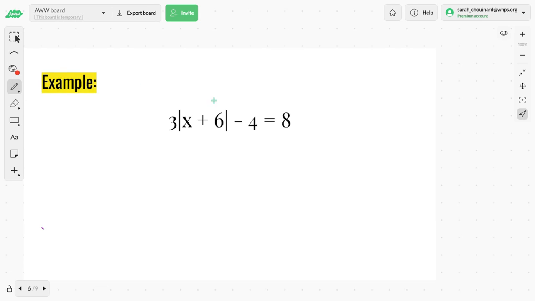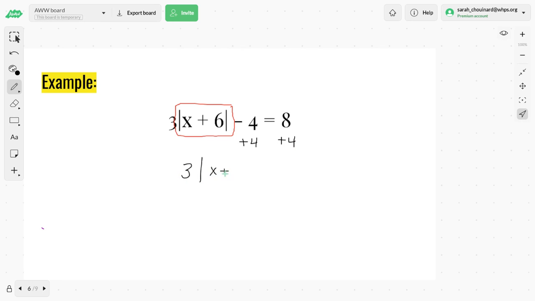For this next one, the absolute value is not isolated. It is not by itself. So I need to get rid of this -4, and I need to get rid of this times 3. We never distribute with absolute value. Think of this as a wall blocking the 3 from being distributed. So the first thing we need to get rid of is this -4 to isolate the red box. So we're going to add 4 to both sides.